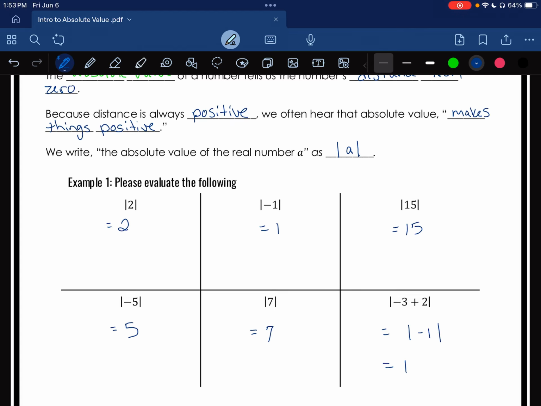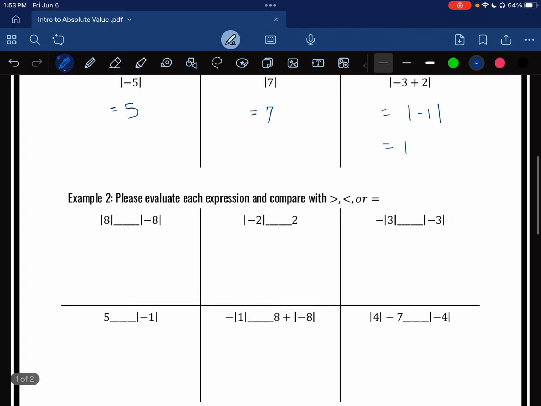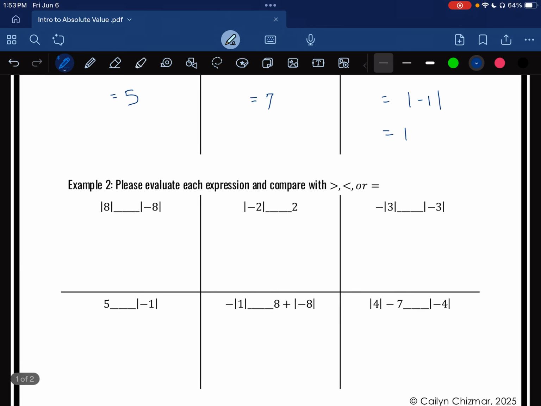Great job. So now what we're going to do is evaluate each of these and then compare them. Where I left this blank, we're going to insert greater than, less than, or equal to. So here, the absolute value of 8 versus the absolute value of -8, which is also going to be 8. Those are equivalent. The absolute value of -2 and just the number 2, not taking any absolute values here. Well, those are also equivalent.